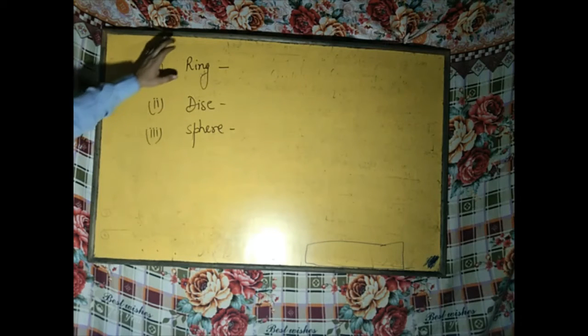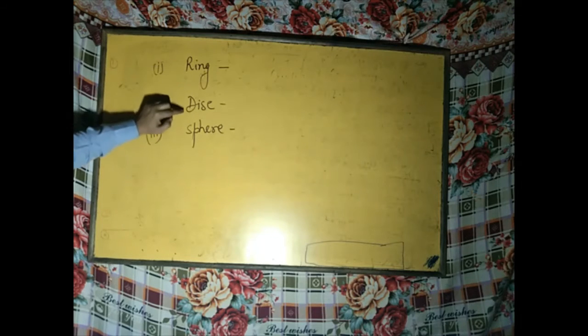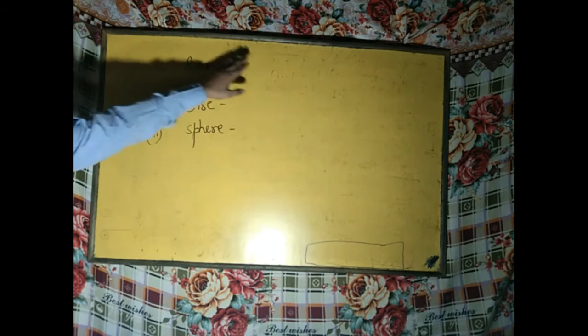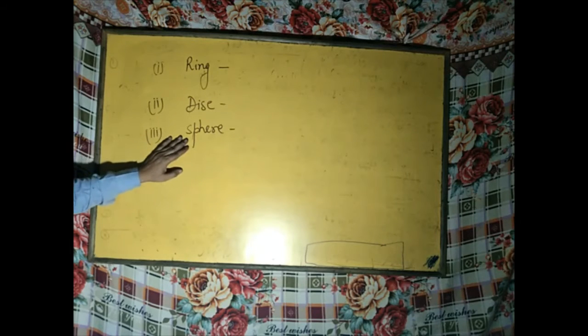I am going to give you the axis for this. Okay. For ring we are going to take the axis which is passing through the center of mass and lying in the same plane of the ring. Similarly for disc, I am giving you the axis that is passing through the center of mass and lies in the same plane of the disc. So what are the moments of inertia in that case for ring and disc? And for sphere, the axis is any axis passing through the center of mass.